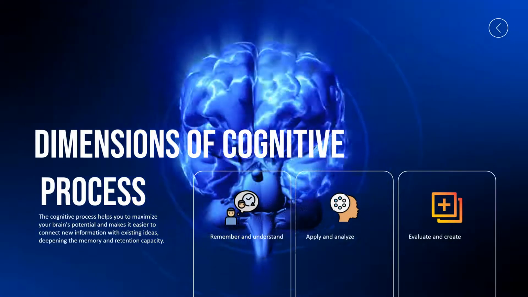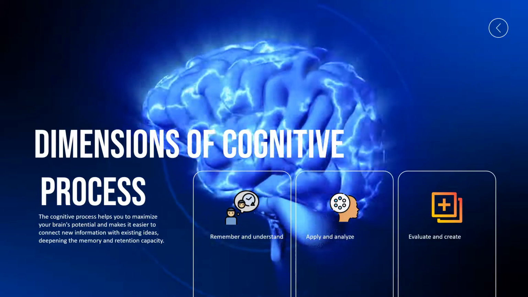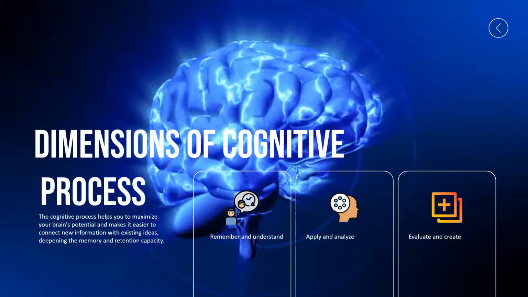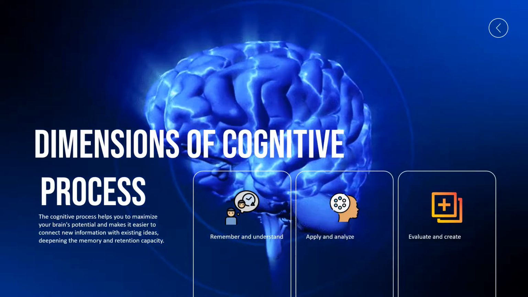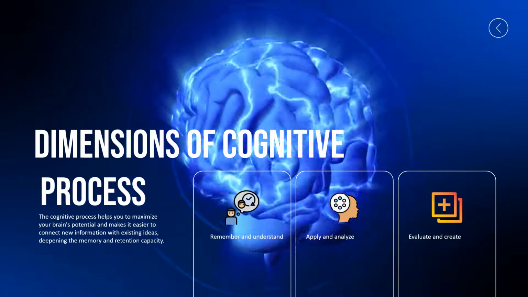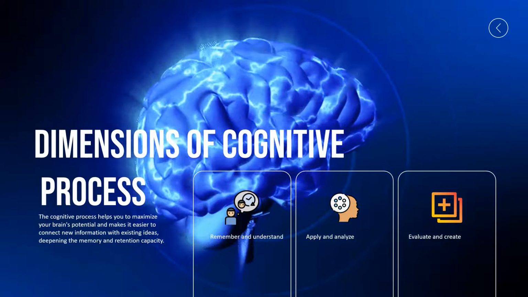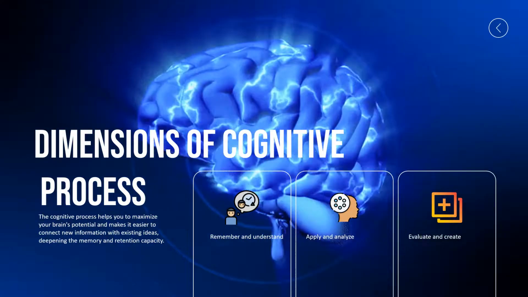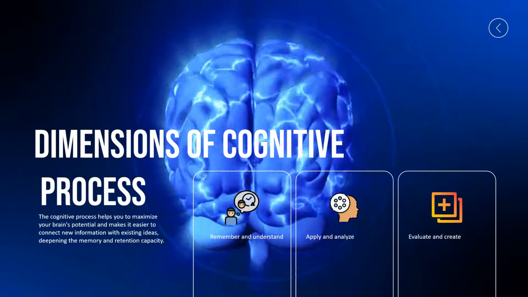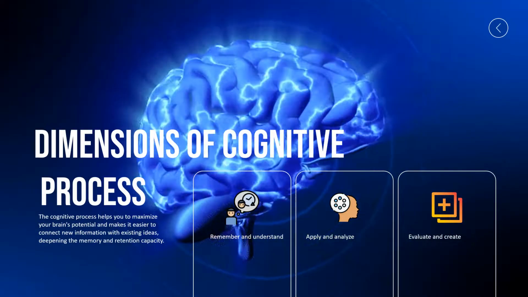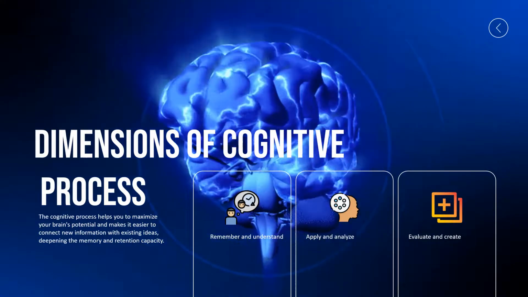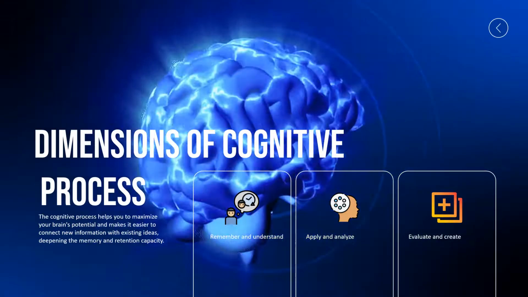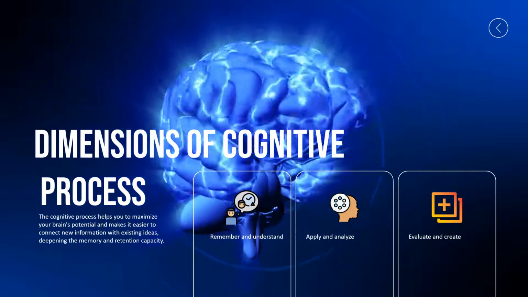The cognitive process helps you to maximize your brain's potential and makes it easier to connect new information with existing ideas, depending on the memory and retention capacity. It includes the 6 levels of thinking skills: remember, understand, apply, analyze, evaluate, and create. These levels are capacities and allow us to transform our environment, learn new information, and solve problems that allow us to satisfy our necessities and keep evolving.